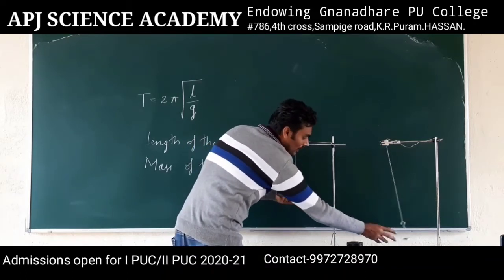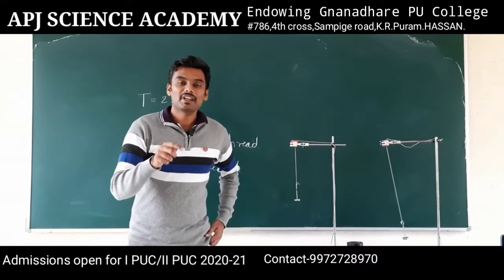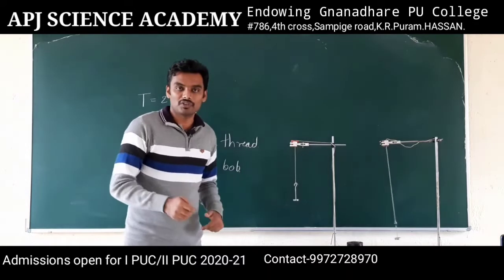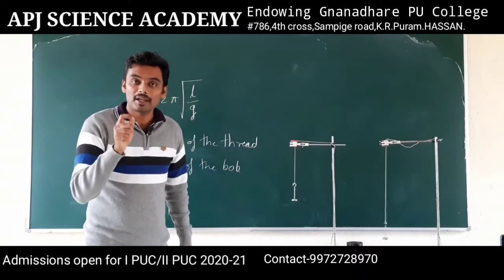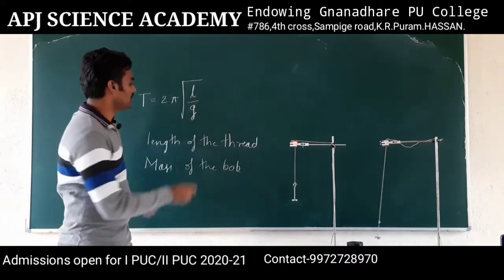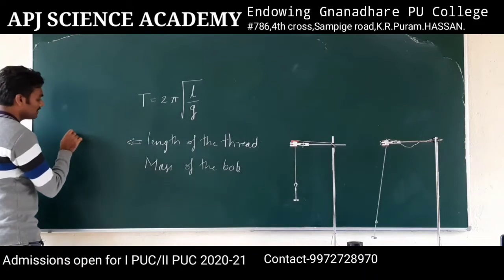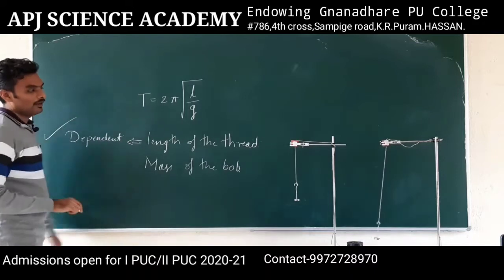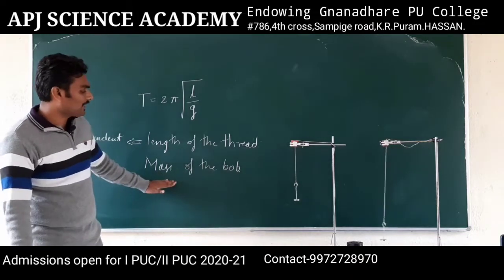Okay, so now what do we conclude from this? The time period of the oscillation, or time taken for one oscillation, is dependent on length. Yes, it is dependent on the length of the thread. Clear? Now we shall check for the second factor.